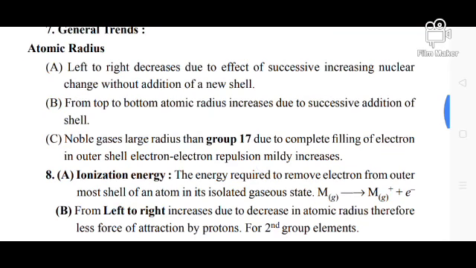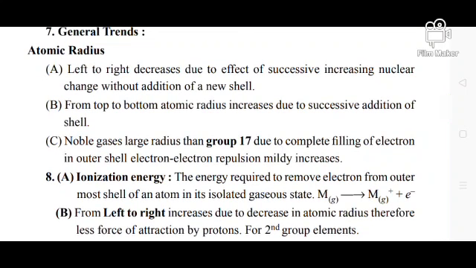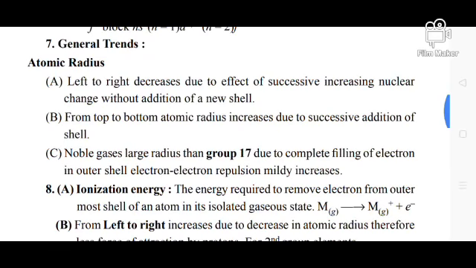So here, without adding a new shell, the atomic number increases. What is the effect of the atomic number increasing? The nuclear charge also increases. As the nuclear charge increases, it attracts the electrons towards itself, so that the atomic radius goes on decreasing in size when we go from left to right in an atomic period.